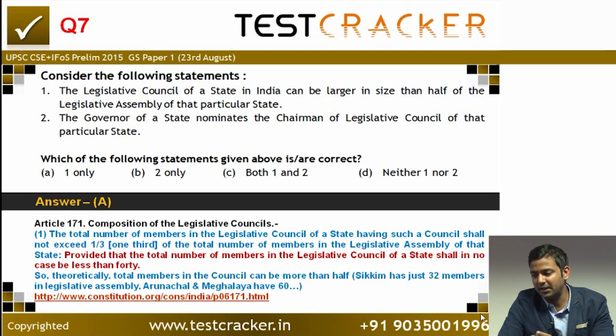Governor of a state nominates the chairman of the Legislative Council of that particular state. You just have to ask, if the governor had this power, then this would have been in news. This would have been one of the discretionary powers of the governor. Right? We don't find this mentioned anywhere in the discretionary powers of the governor. And if this were true, no state would be passing a resolution to have their own Legislative Council, because they know the head will be appointed by the governor, who is of course an appointee of the central government. Right? So 2 is clearly wrong.